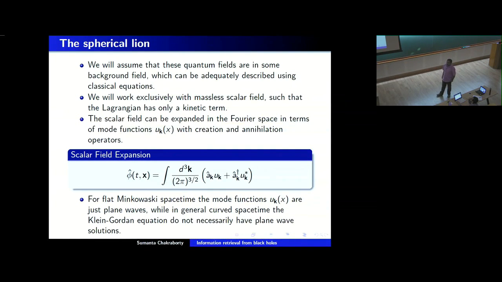I'll assume that quantum fields are in some background geometry, a background field, which can be described using classical field equations. And I will work exclusively with a massless scalar field so that the Lagrangian has only a kinetic term. Then the scalar field can be expanded in the field modes. So u_k are the field modes, a_k and a_k dagger are the creation and annihilation operators, and it's integrated over the k modes. Now for flat Minkowski spacetime, the mode functions u_k are just plane waves, but when you go to curved spacetime, that is no longer true. The Klein-Gordon equation does not necessarily have plane wave solutions.